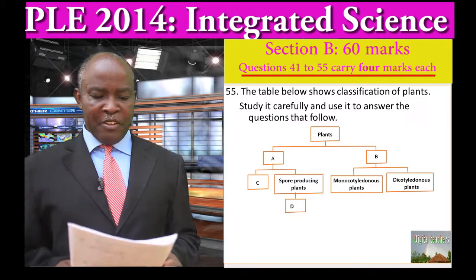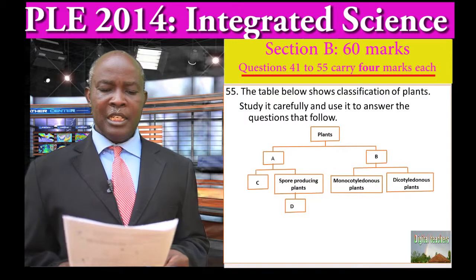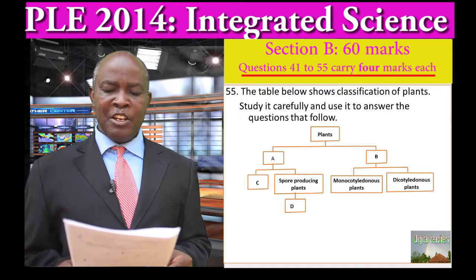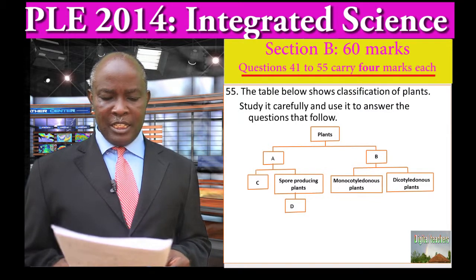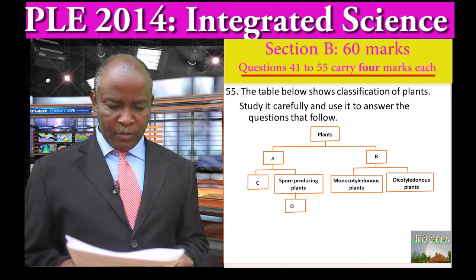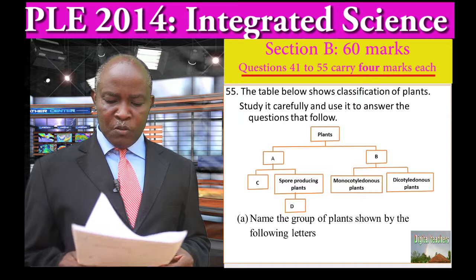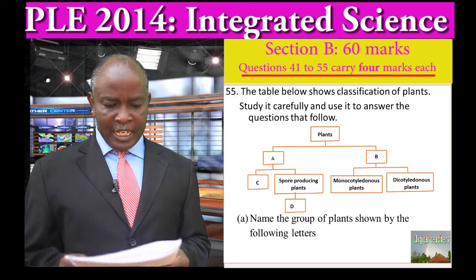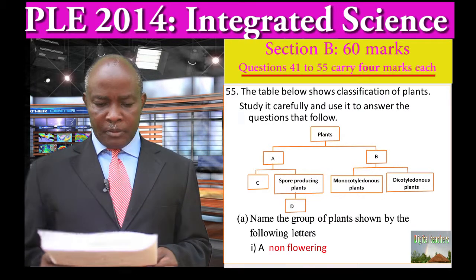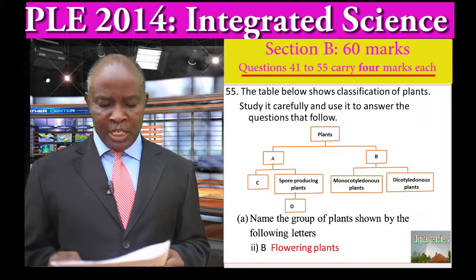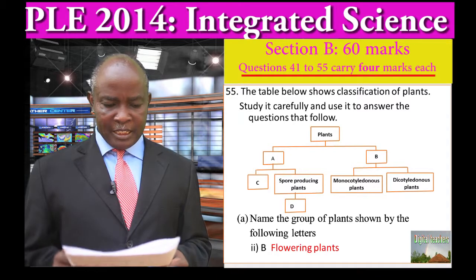Number 55. The table below shows classification of plants. Study it carefully and use it to answer the questions that follow. Name the group of plants shown by the following letters. A. Non-flowering plants. B. Flowering plants.